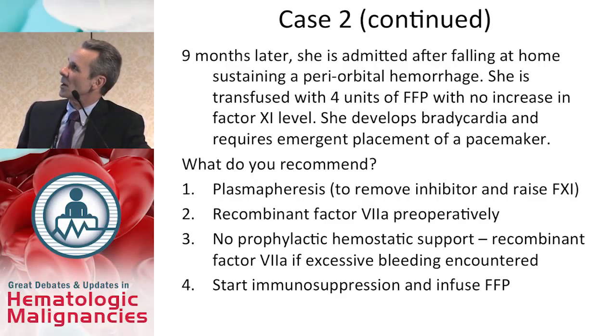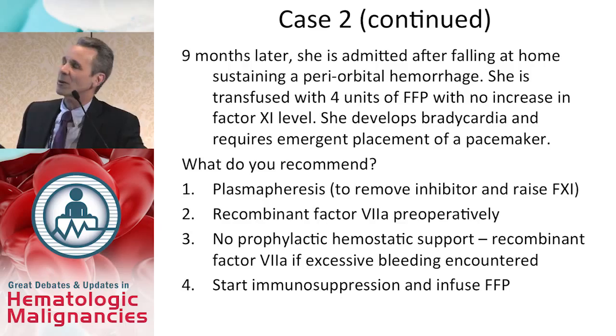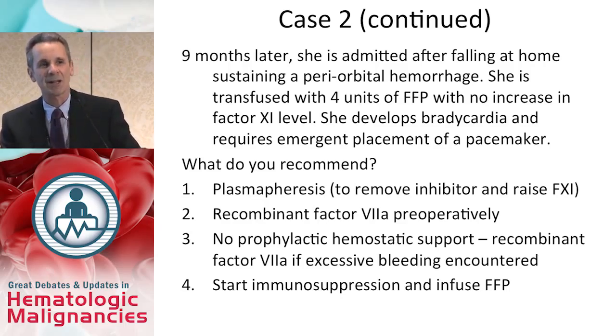Fast forward 9 months. In March, I get a call. Nine months later, she's admitted after falling at her home, sustaining a big periorbital hemorrhage. She's transfused with 4 units of FFP with no increase in her factor XI level. She develops bradycardia and requires emergent placement of a pacemaker. Fortunately, despite the bruising, she didn't have any visceral bleeding, no intracranial bleeding. She did fracture a patella, but now she had a very long bradycardic pause and needs a pacemaker.